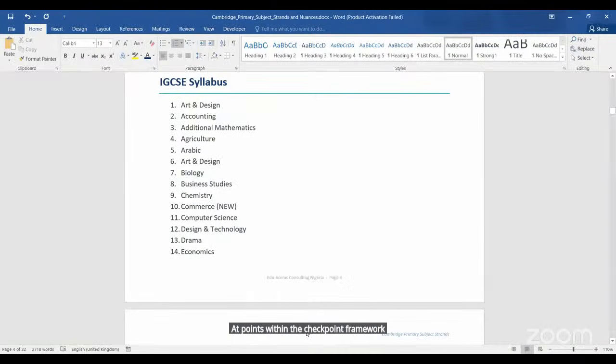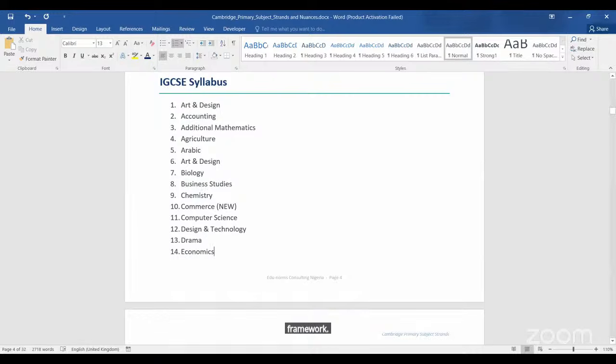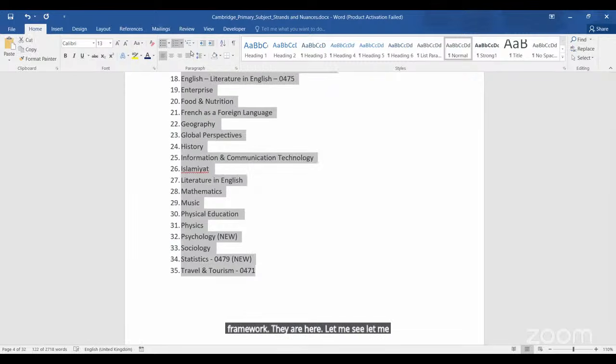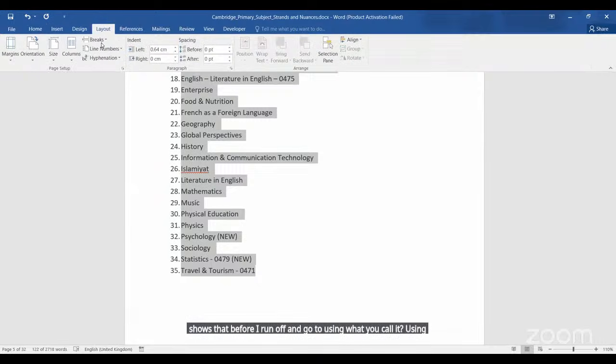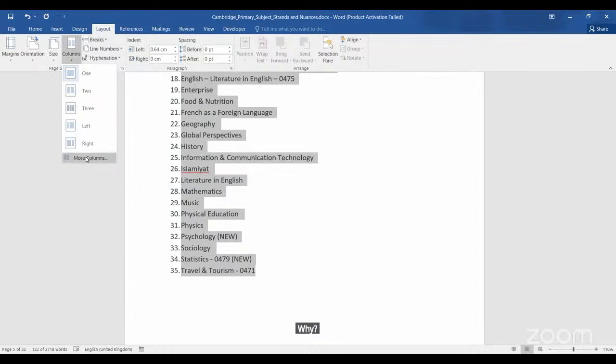What about the number of subjects within the IGCSE framework, which is the upper secondary? They are here. Let me show us that before I round off and go to the rationale behind the strand system. Why strand system?